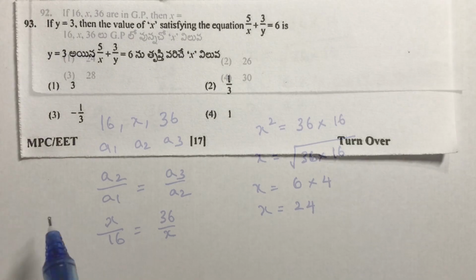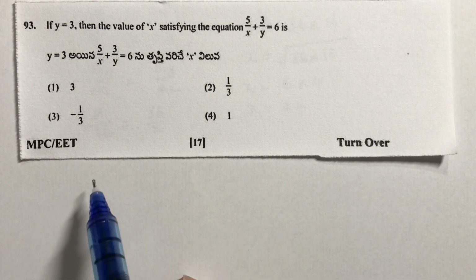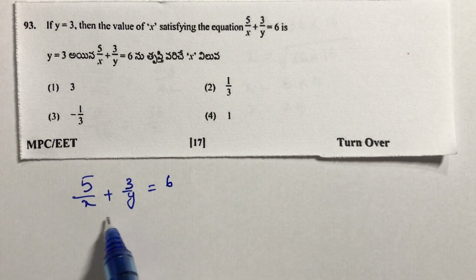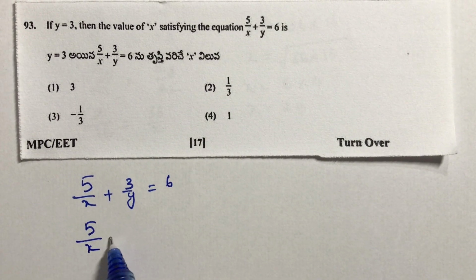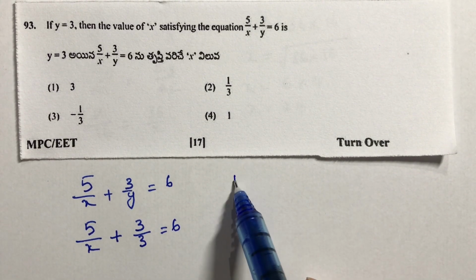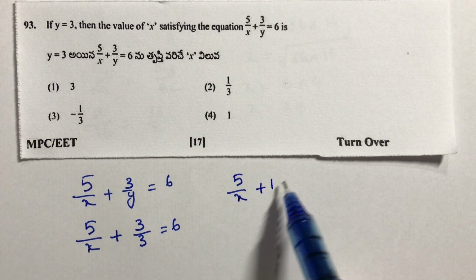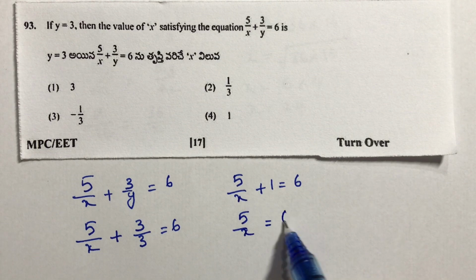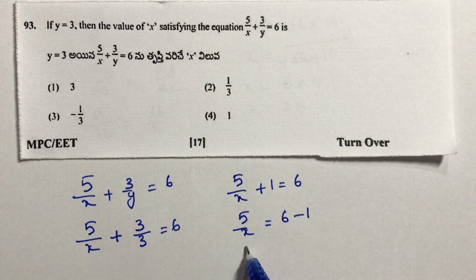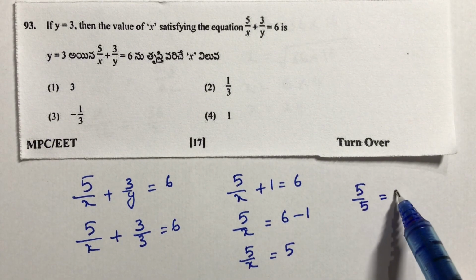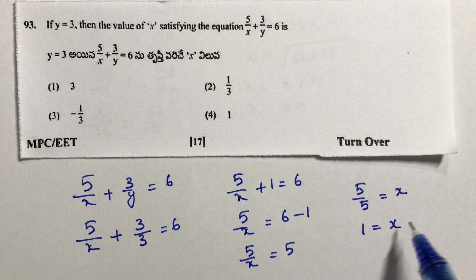So the correct option is 3. If y equals 3, then find the value of x satisfying the equation 5 by x plus 3 by y equals 6. They told the value of y is 3. So 3 by 3 is 1. So 5 by x plus 1 equals 6. So 5 by x equals 6 minus 1. So the next step will be 5 by x equals 5. So if we cross multiply, 5 by 5 is x. So 1 is equal to x.